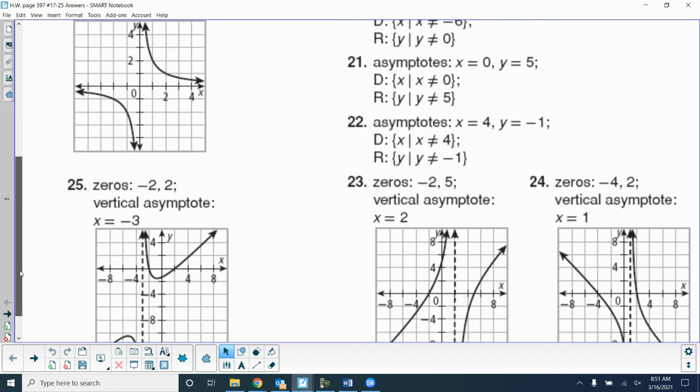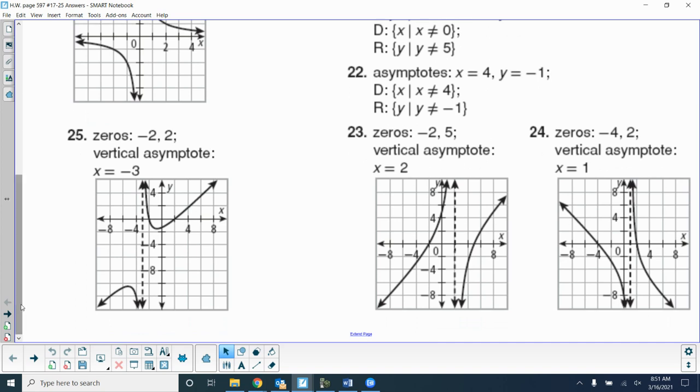24, you had two zeros, -4 and +2. That's what makes the top, the numerator, 0, right? Vertical asymptote is what makes the bottom 0, which was 1. And then there's the graph.